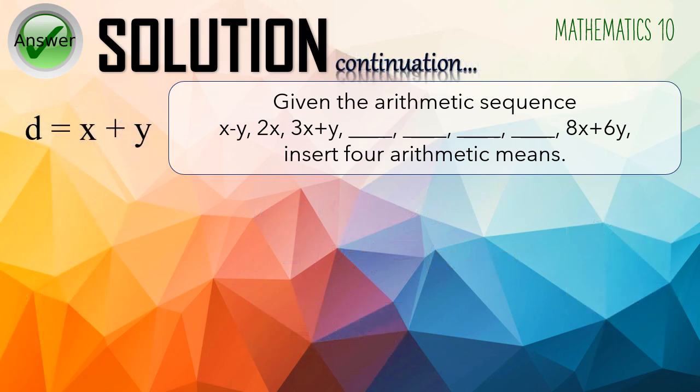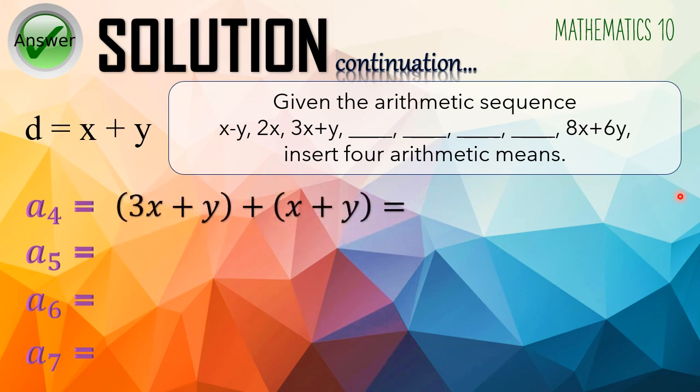Okay, so now since we do have our common difference already, same process, guys. We just need to add the common difference to the preceding term. So of course, if I've given you the first term, second term, and third term already, next to that is our fourth term, fifth term, sixth term, and seventh term. So these are the terms that we are going to insert. So our first arithmetic mean, second arithmetic mean, third arithmetic mean, and fourth arithmetic mean.